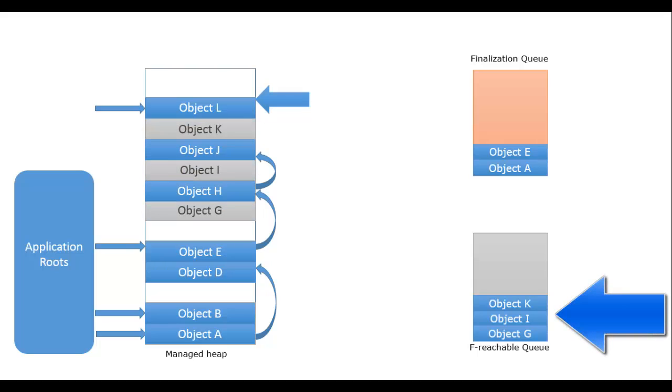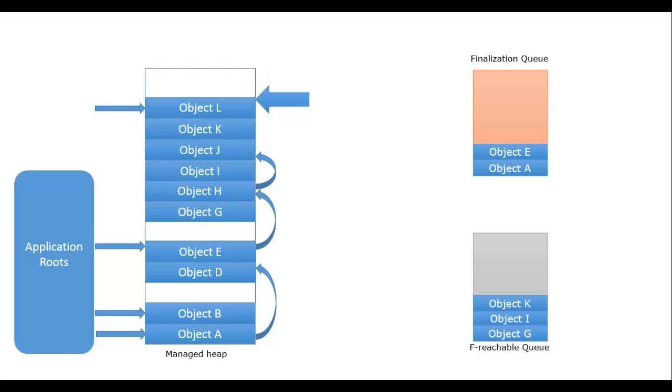Every object pointer in the F-reachable queue points to an object that is ready for finalization, and its finalize method is ready to be called. After the collection process, the objects C and F got collected. But E, G, I, K could not be collected due to their finalize method. They moved to the F-reachable queue from the finalization queue. Once the object pointers are moved to the F-reachable queue, they are not considered as garbage. Here G, I, K are now reachable from the F-reachable queue.